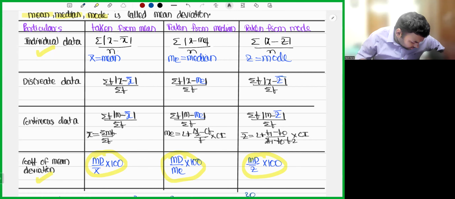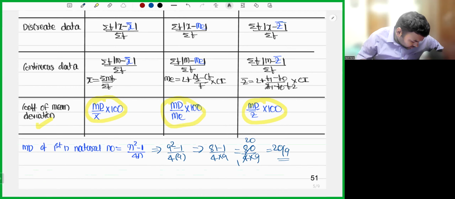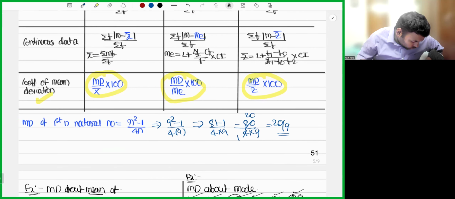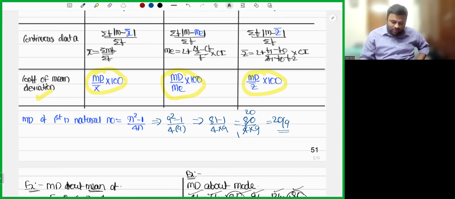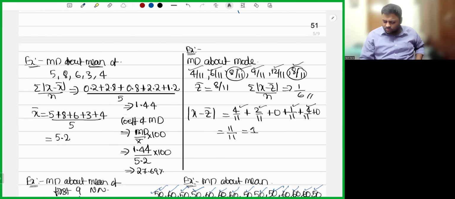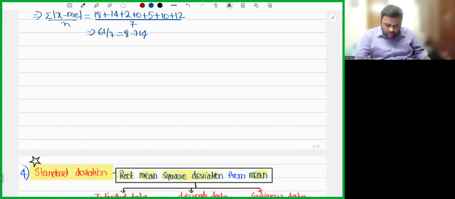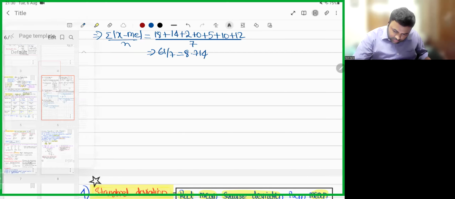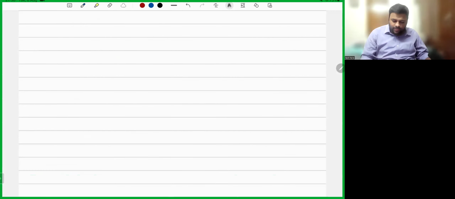Let me solve a lengthy one. Then 1-2 questions will be for your homework. Then we'll wind up this mean deviation and then we'll start with standard deviation. Okay.